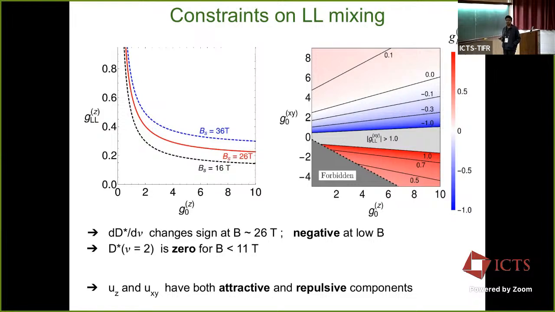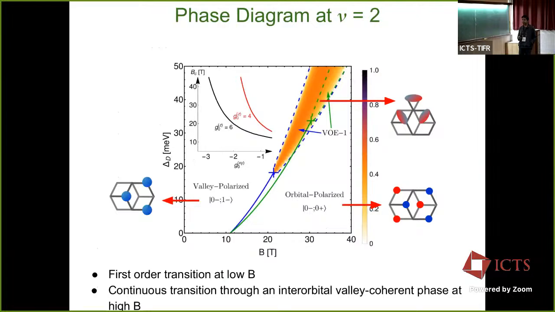What one finds is that both the UZ and the UXY terms must have both attractive and repulsive components in different channels. One of them in the short range channel and one of them in the finite range channel. One can take this model and then go ahead and ask what is the full phase diagram at filling factor 2 as a function of the displacement field and the magnetic field.